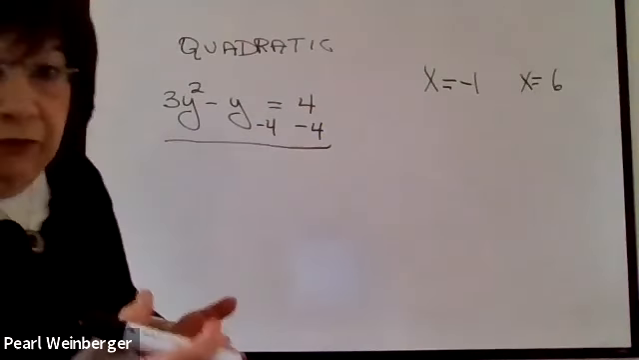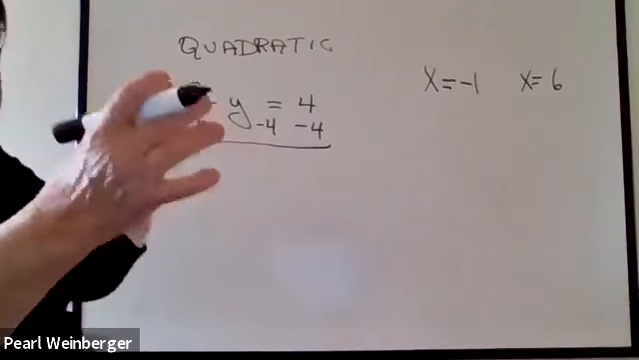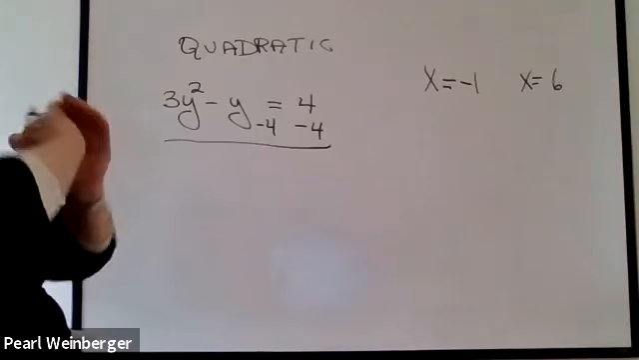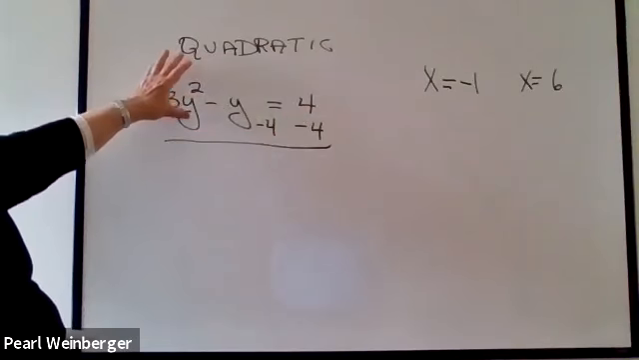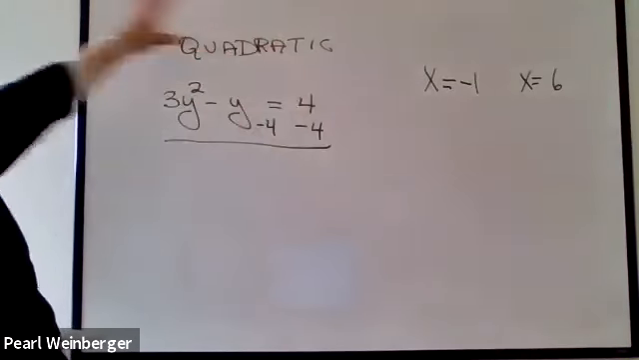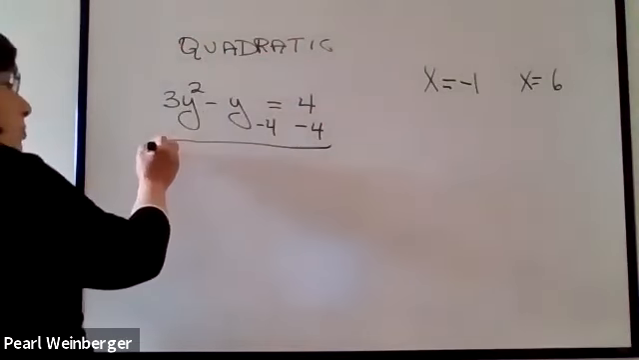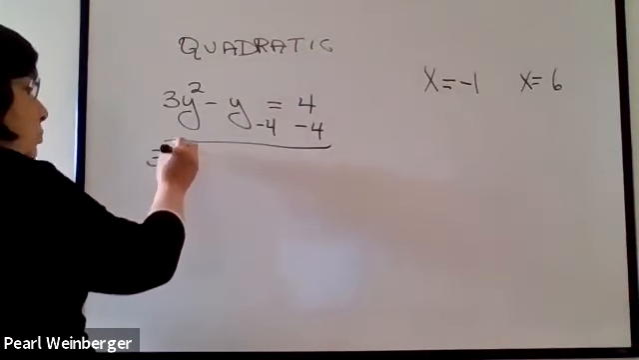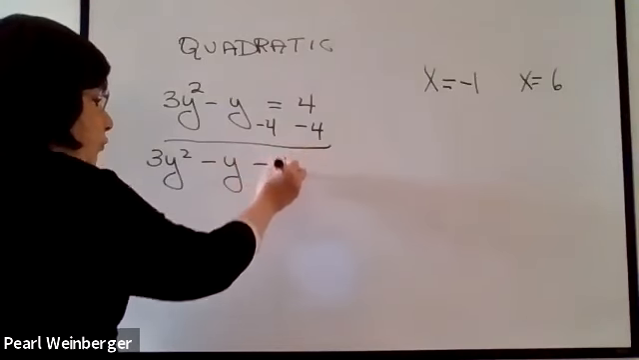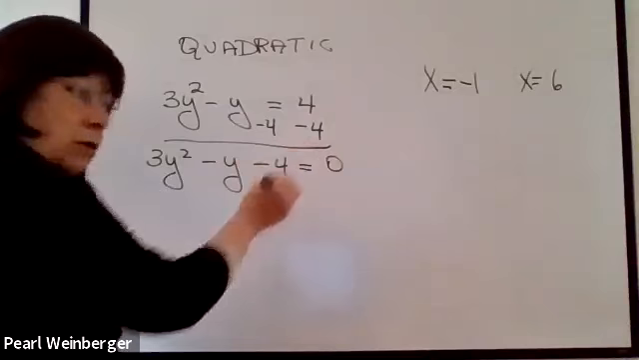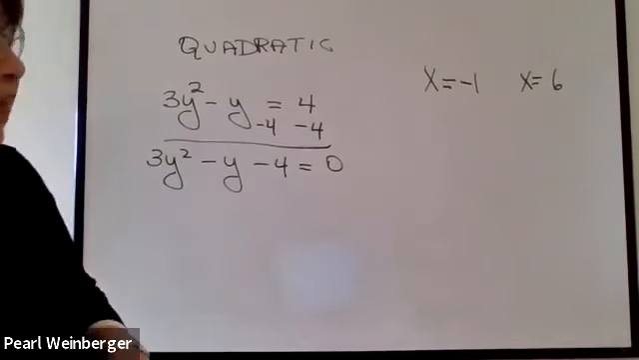In other words, contrary to the way we've already done linear equations where we got all the x's on one side and all the numbers on the other side, when it's a quadratic equation, when we have an exponent, we need everything on one side and only 0 on the other side. So this gives me 3y squared minus y minus 4 equals 0. And the next thing I want to do is factor.